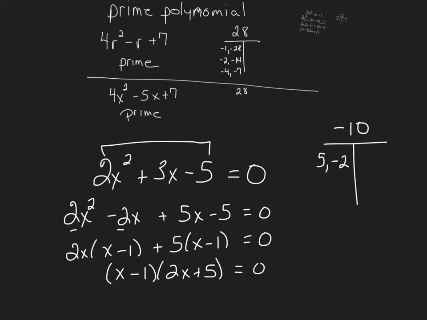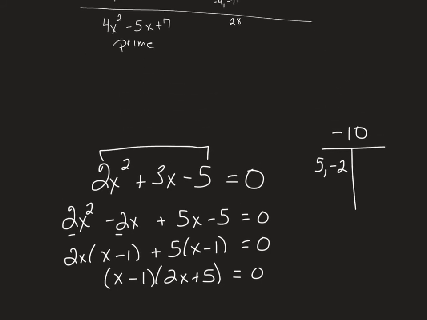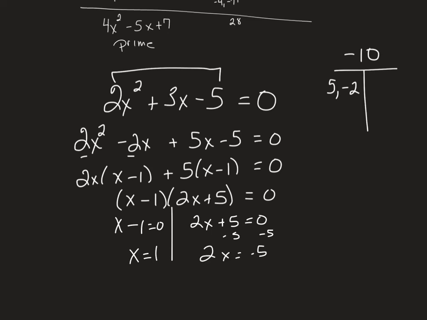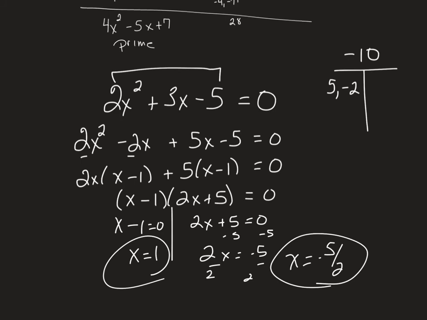And we've learned before that once we get it into this factored form, we can set each factor equal to 0. So x minus 1 equals 0, x is 1. Or this factor equal to 0. We subtract 5 from both sides. 2x is negative 5, and then divide by 2. So x equals negative 5 halves. So here are our two solutions. X equals 1, x equals negative 5 halves.